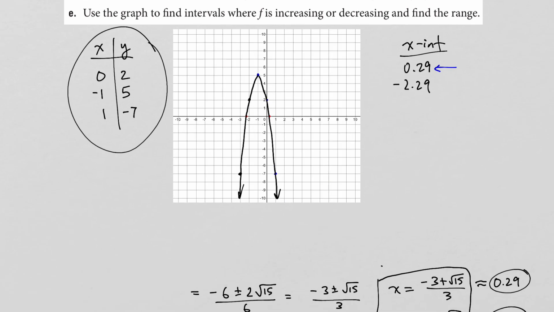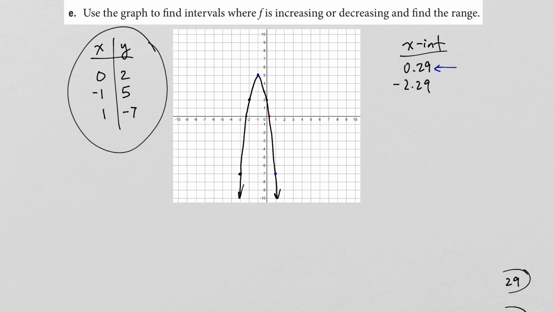Now, the last part of this problem, they say to use the graph to find the intervals where f is increasing or decreasing, and also to find the range. Okay, so let's answer these questions. So where is the graph increasing or decreasing? Well, as you read the graph from left to right, it's increasing when the graph is going up. So it is increasing for this portion of the graph.